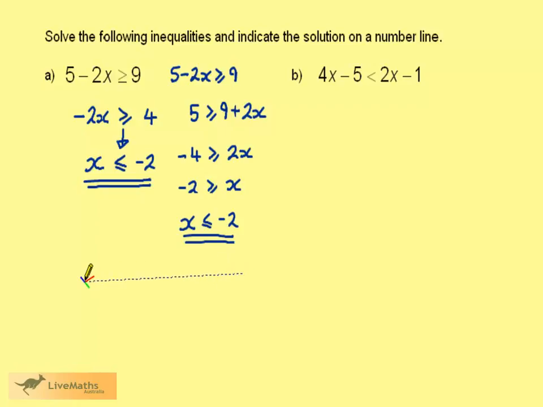We now want to indicate this on the number line. Here's minus 2, less than or equal to means a filled-in circle and an arrow extending to the left.